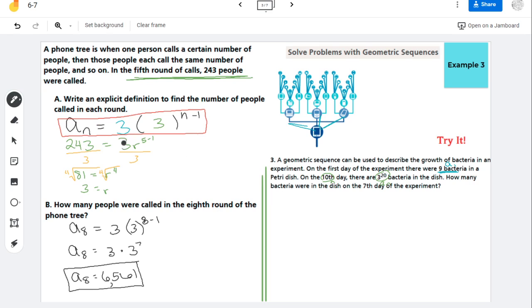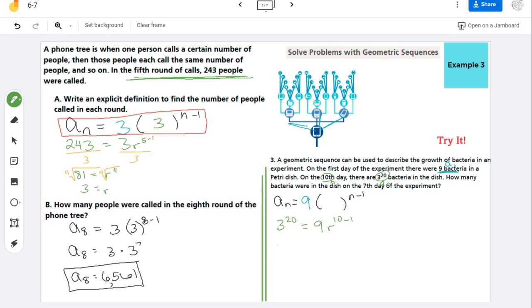So to start out with, we need to actually write out our equation, right? So I have a sub n equals my a sub 1, which is our initial value of 9, times r to the n minus 1. So this will be the equation that I'm slowly filling out. So now I need to solve for r. So this is where I put the 3 to the 20th is equal to 9 times r to the 10 minus 1.